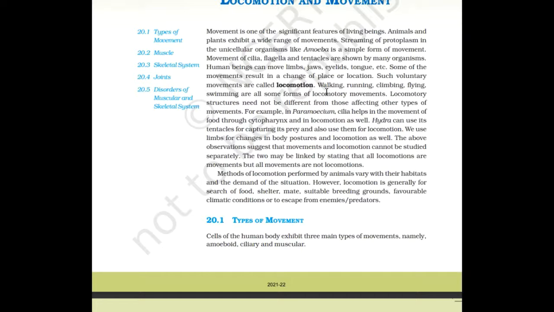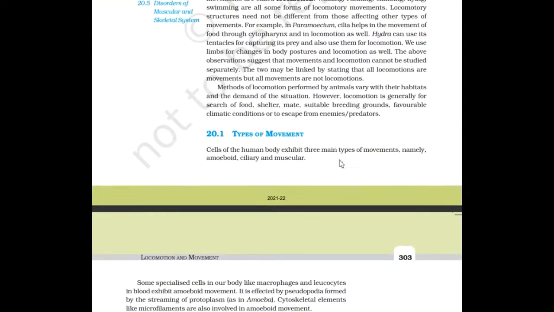The two may be linked by stating that all locomotions are movements, but all movements are not locomotions. Locomotion means change in position, while in movement there is no change in position. While sitting, we move our hands. So this is called a movement, not locomotion. Here you have to remember these two terms. Let us see the next.